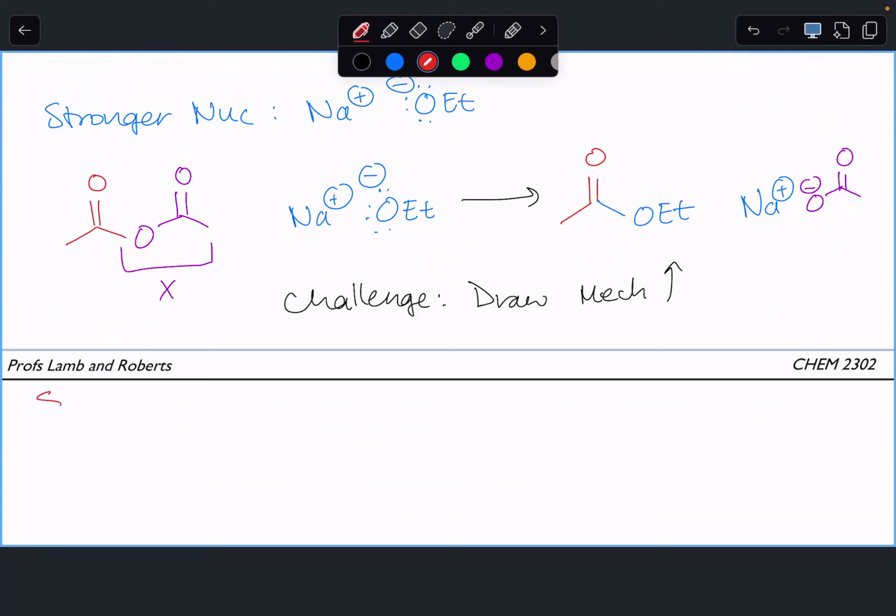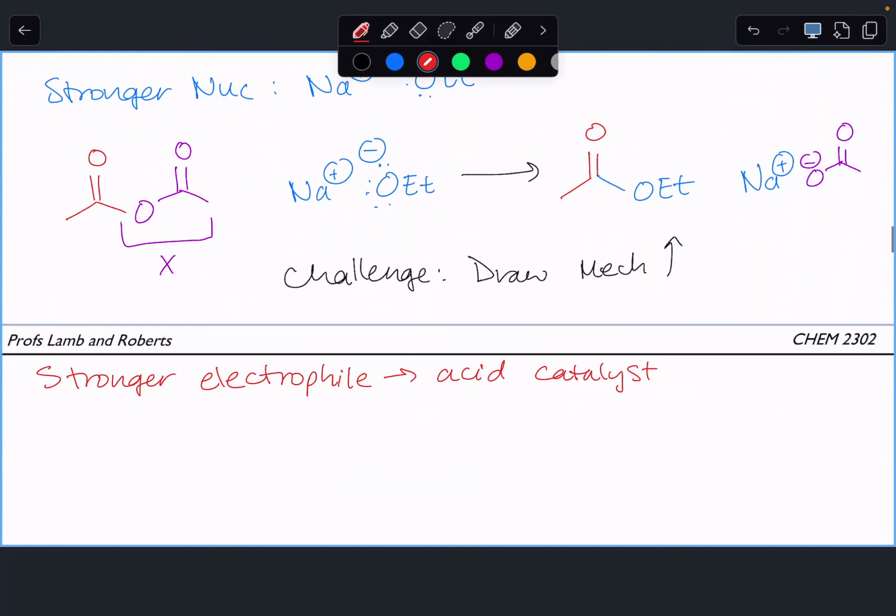But the other option, making a stronger electrophile, which again means that we're going to use an acid catalyst, has a couple more proton transfers. It's still not a different mechanism. It just looks a little bit scarier because there's more proton transfers. So let's do the same reaction. We're going to start with our anhydride, but we're going to use a neutral alcohol.